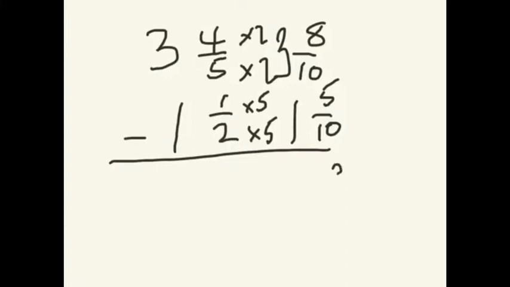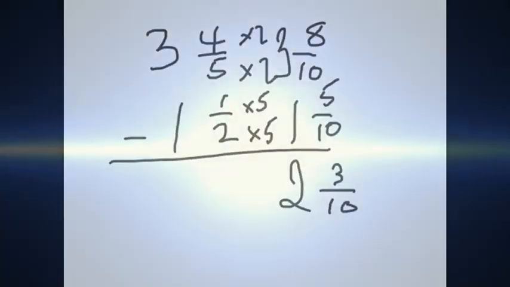8 minus 5 is 3. And 3 minus 1 is 2. So 3 and 4/5 minus 1 and 1/2 is 2 and 3/10. And that should make sense because 3 and 4/5 is about 3.8, and 1 1/2 is about 1.5, and 3.8 minus 1.5 gives us 2.3, which is 2 and 3/10.